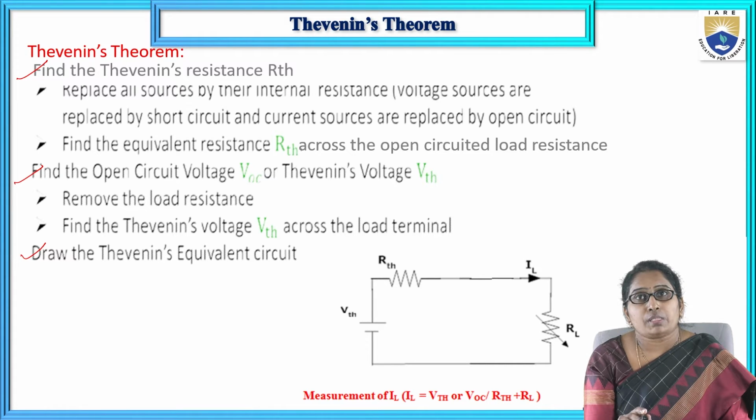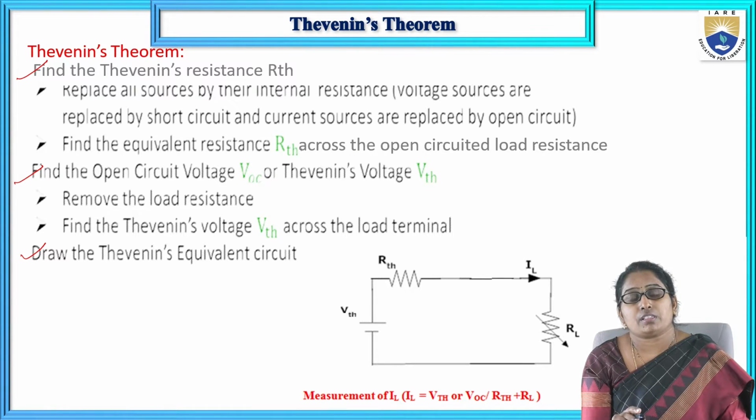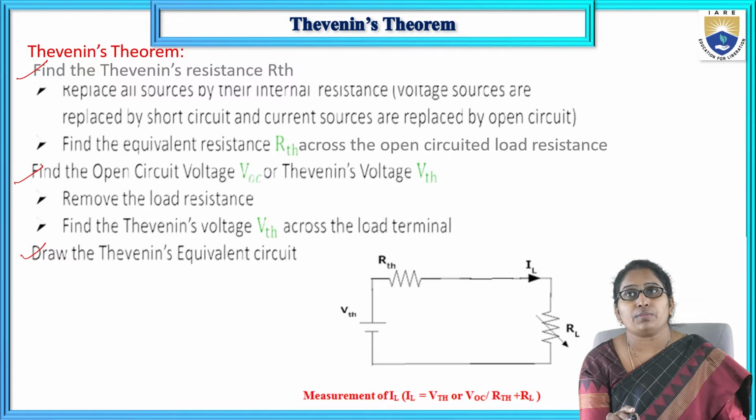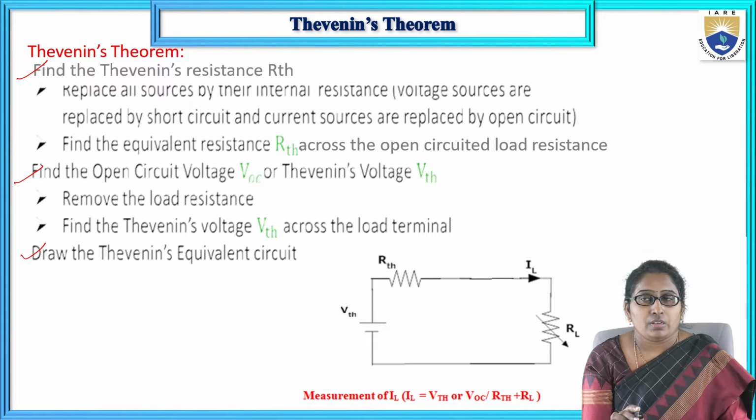Replace all sources by their internal resistances. That means voltage sources are replaced by short circuit and current sources are replaced by open circuit. In a given circuit, if there is a voltage source, replace that with a short circuit. If there is a current source, replace that with an open circuit. So that is the first step under this RTH calculation.